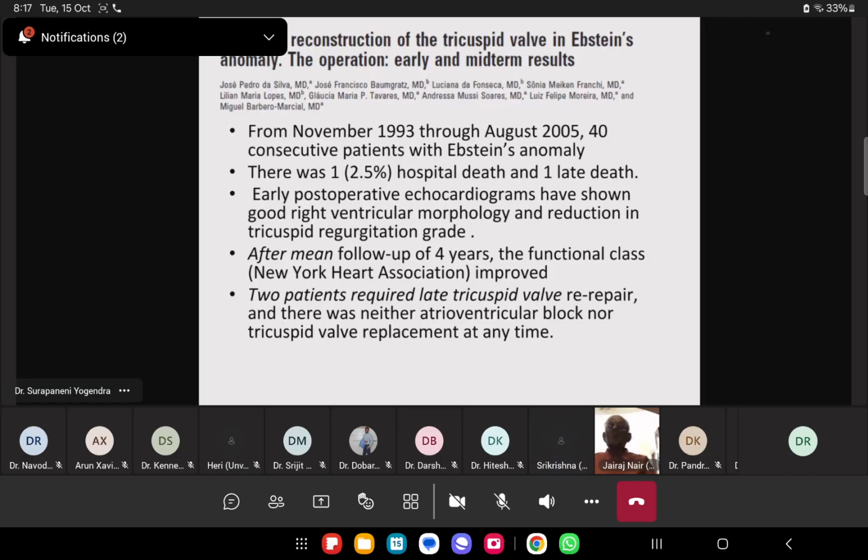So these are the statistics of Da Silva et al. From November 1993 through August 2005, 40 consecutive patients with Ebstein's anomaly. There was one hospital death and one late death. Early postoperative echograms have shown good right ventricular morphology and reduction in tricuspid regurgitation grade. After mean follow-up of 4 years, the functional class improved.